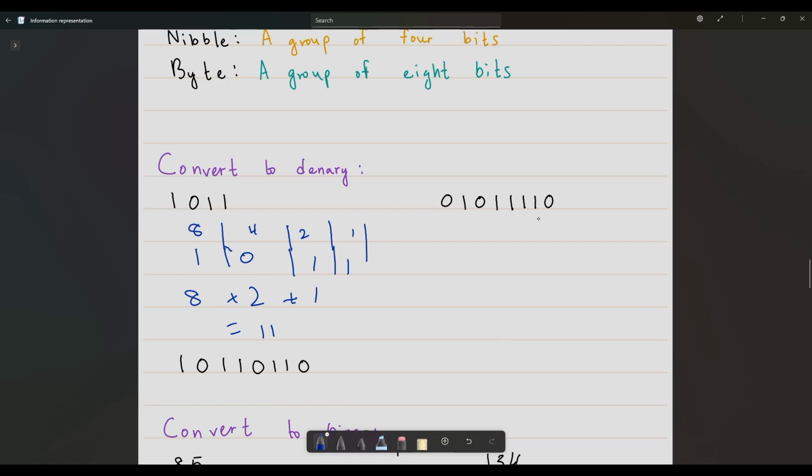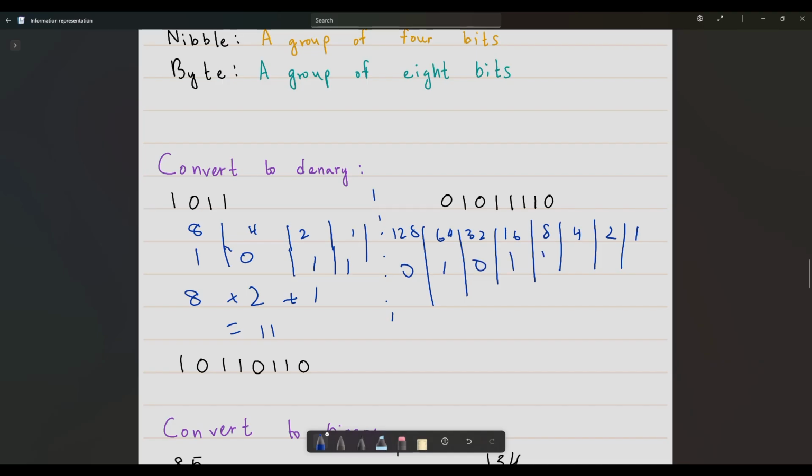Let's try one more. This is an 8-bit number, so we go from 2 to the power 0 all the way to 2 to the power 7. That means it'll be 1, 2, 4, 8, 16, 32, 64, and 128. This is an 8-bit tabular column for conversion. So 0, 1, 0, 1, 1, 1, 1, 0.